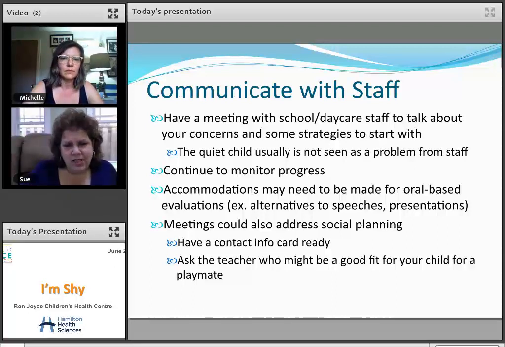So accommodations need to be made for those children: oral-based evaluations maybe, alternatives to speeches and presentations. We need to get creative and put on those creative hats to think outside of the box, to find other ways to help these kids feel like they can be part of the mainstream. Meetings to address some of the social planning, have a contact card ready with some information on it as well. And ask the teacher who might be a good fit for a playmate.